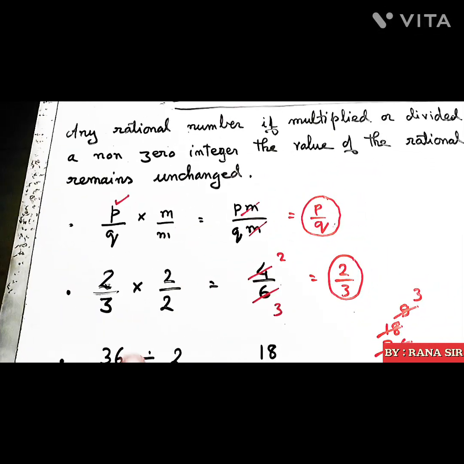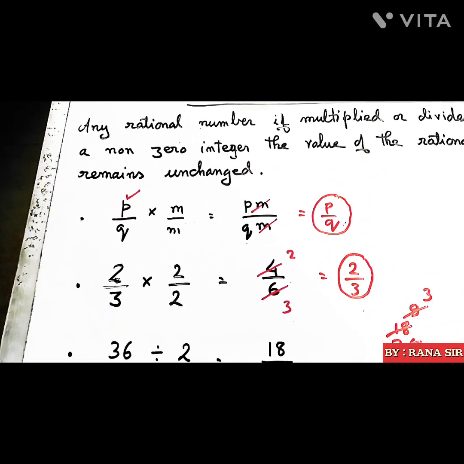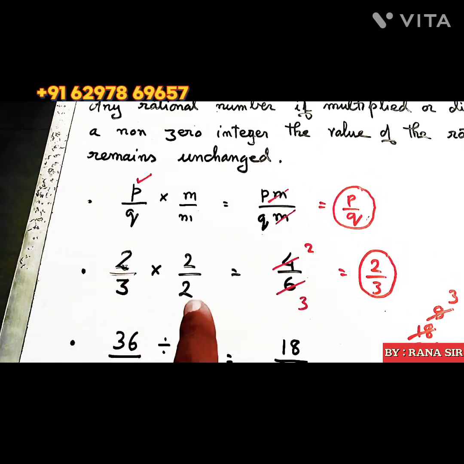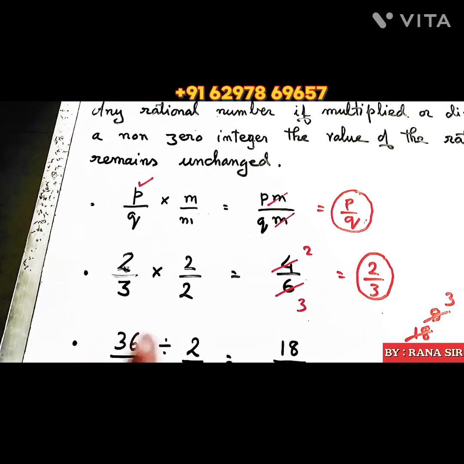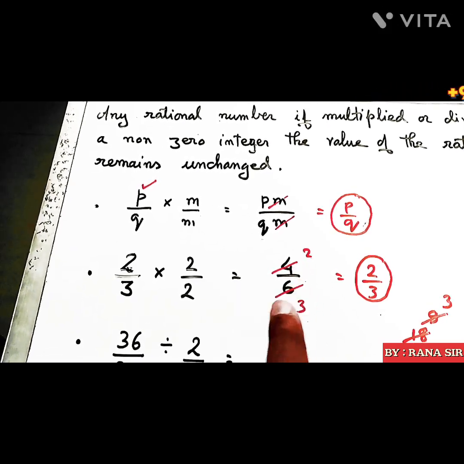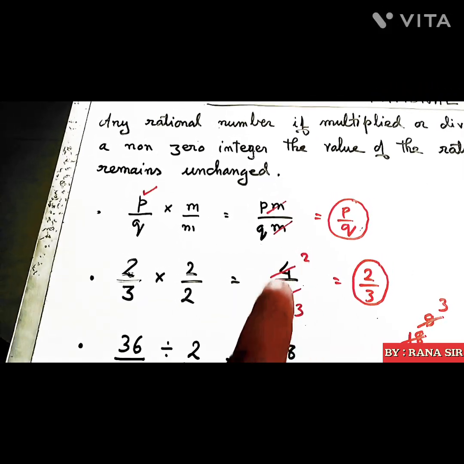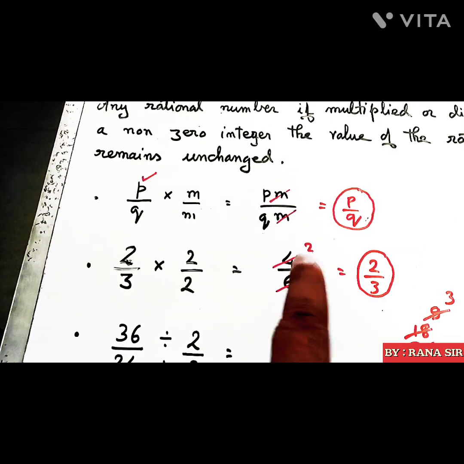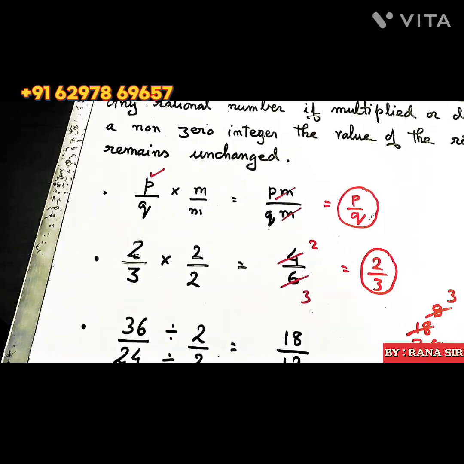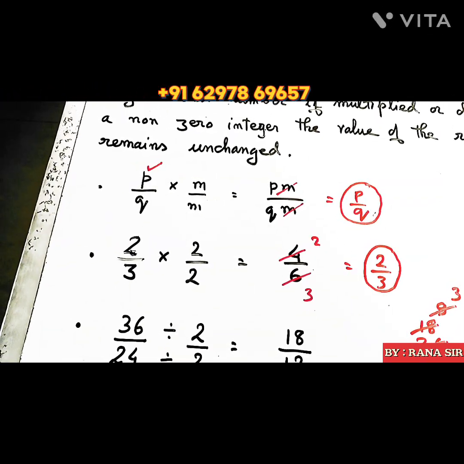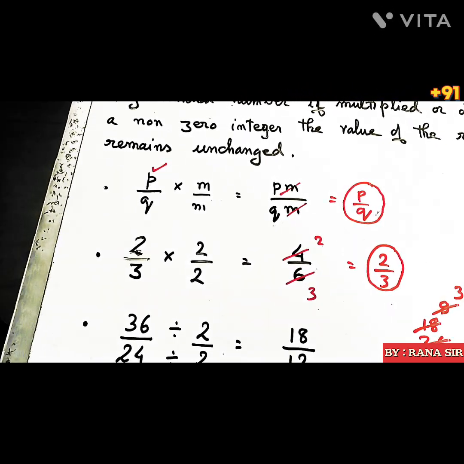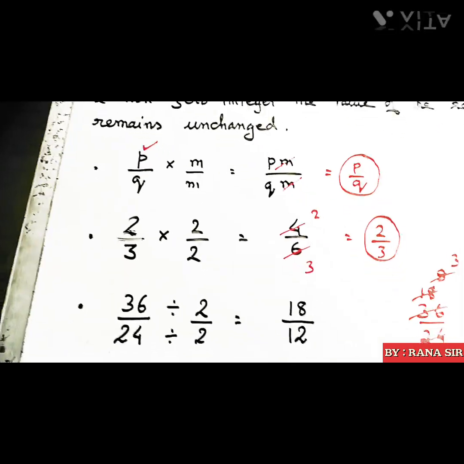Let us go for another example. Let the rational number be 2 by 3. It is multiplied by 2. So the numerator will change from 2 to 4, and the denominator will change from 3 to 6. Now if I reduce this 4 by 6 to lowest terms, I divide by 2: 4 becomes 2, 6 becomes 3. See, 2 by 3 is the original form. So even if I multiply it by an integer, 2 by 2, the original value of the rational number remains unchanged. Let's go for another example.